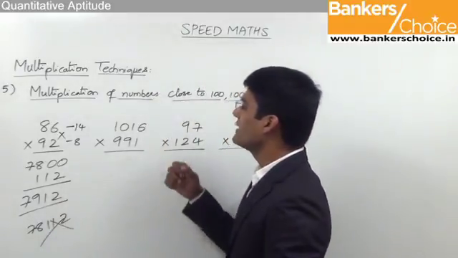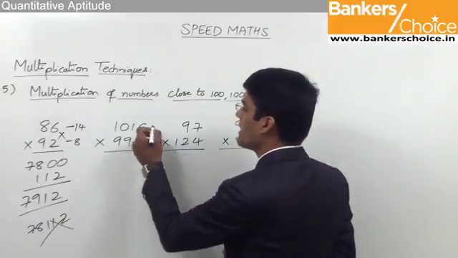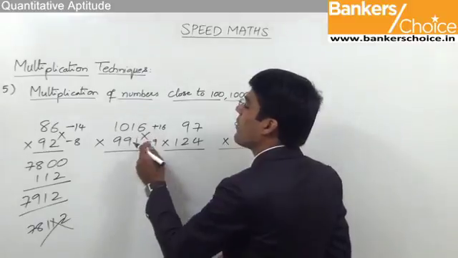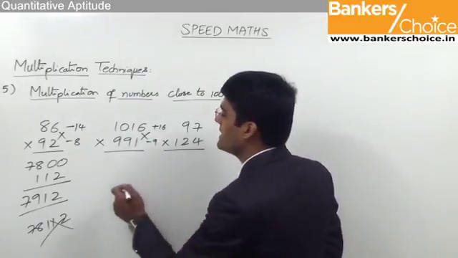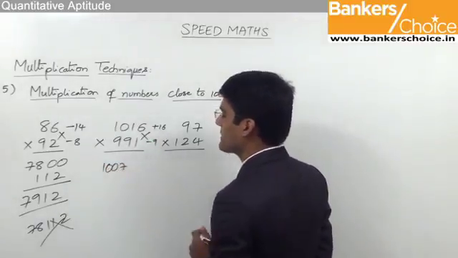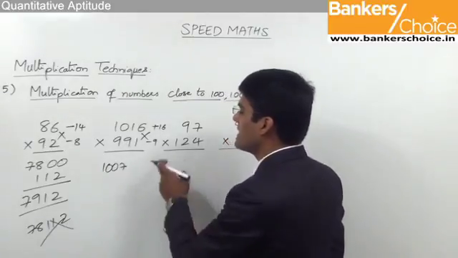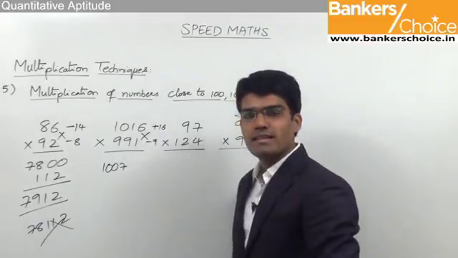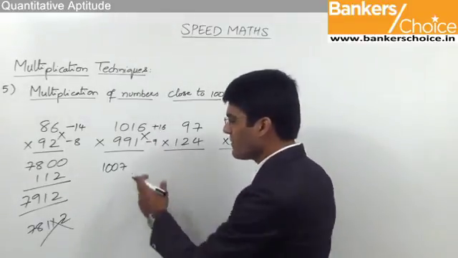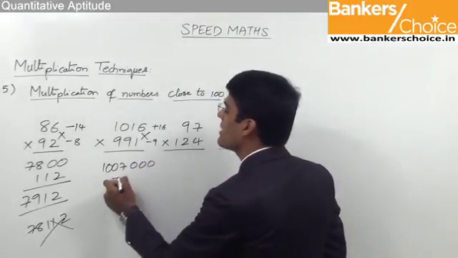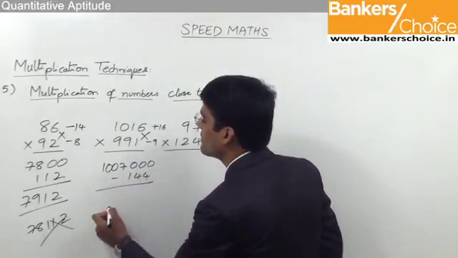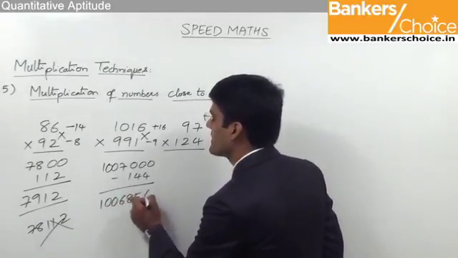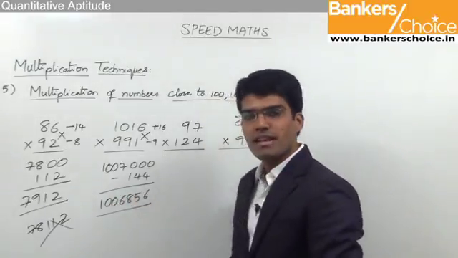The next one is 1016 into 991. So 1000 plus 16 and 1000 minus 9. Now 1016 minus 9 is equal to 1007, and we have three zeros after this. 16 into minus 9 is minus 144. So from this result we need to subtract 144. So the final answer would be 1006856. That is 10 lakhs 6,856.